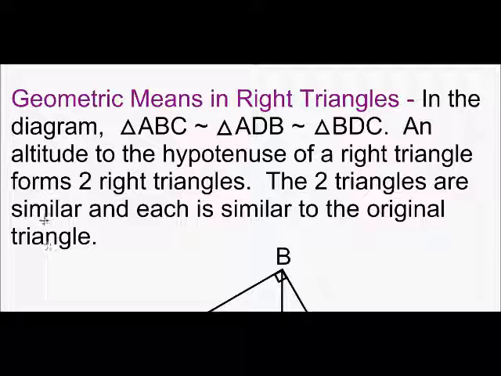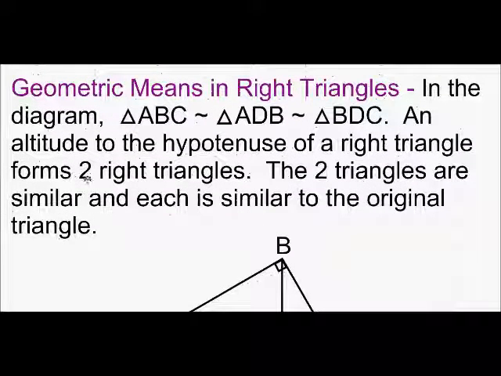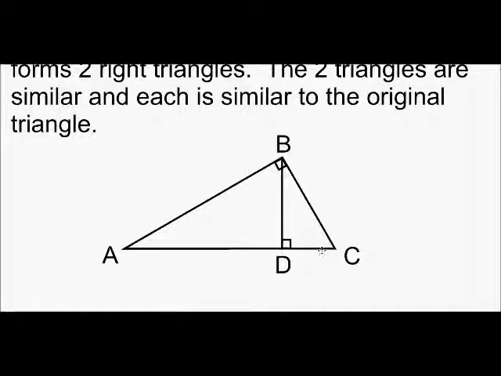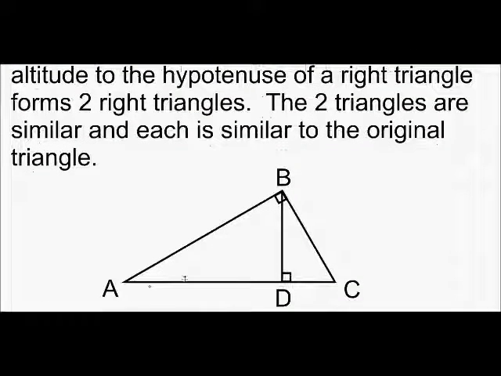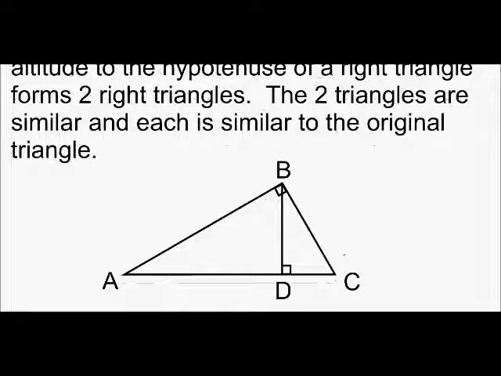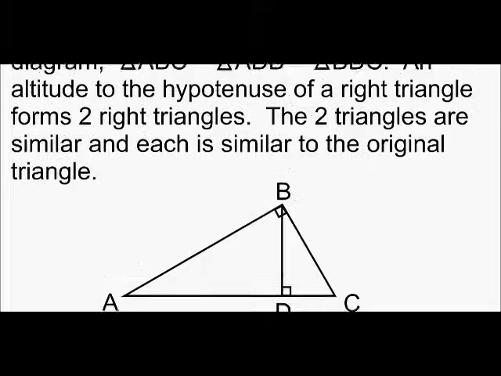Okay, so the geometric mean in a right triangle. So in this diagram, we have 3 triangles. I'll scroll down in a minute so you can see them. And they're all similar to each other. Okay, so we have triangle ABC. It's the big triangle. And then we have triangle ADB, that's on the left side, and triangle BDC on the right. And all three triangles are similar to each other.